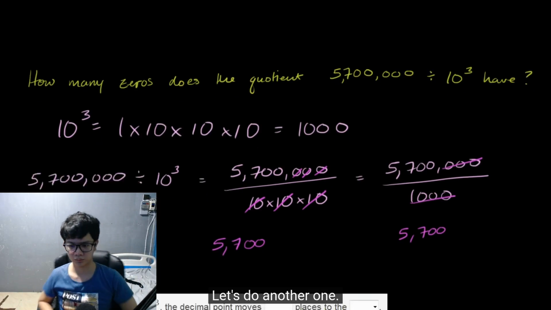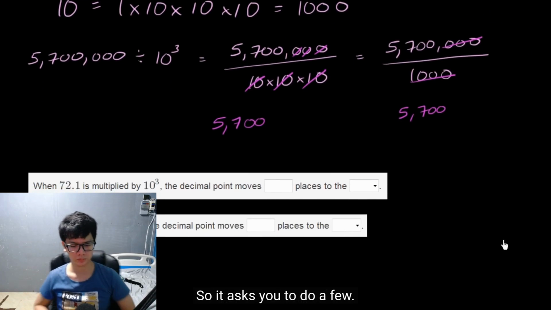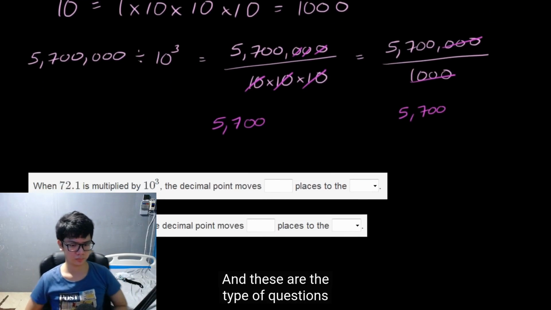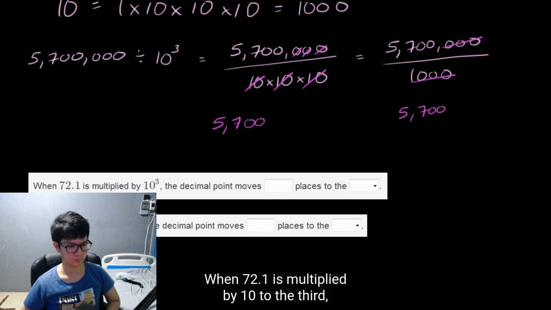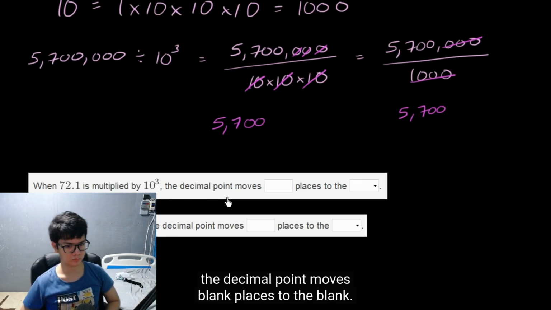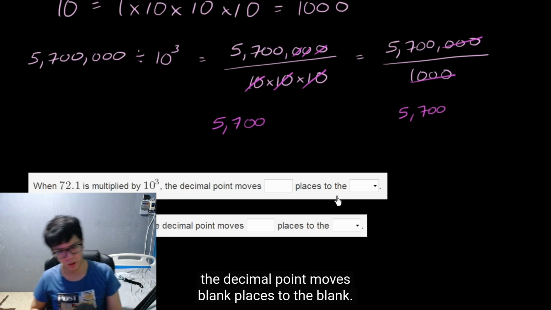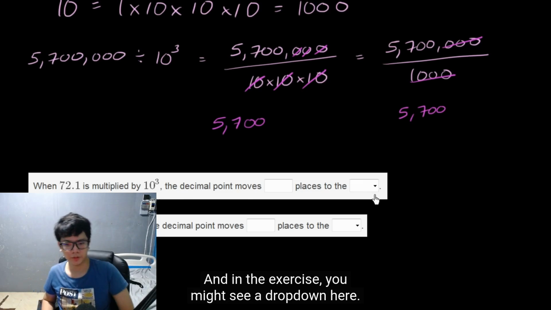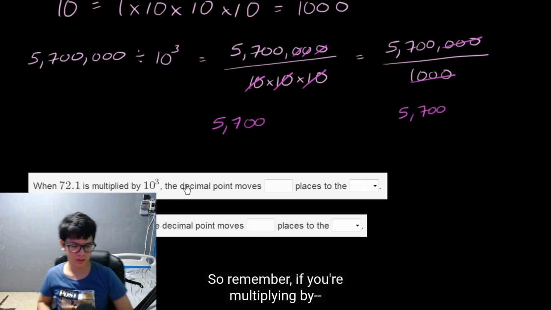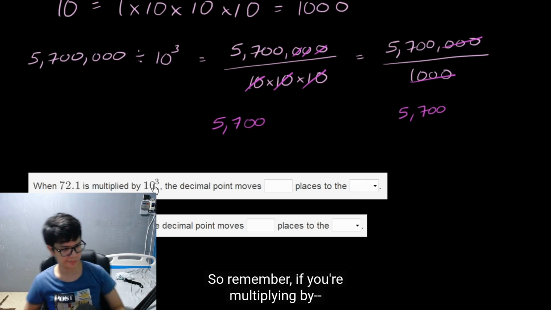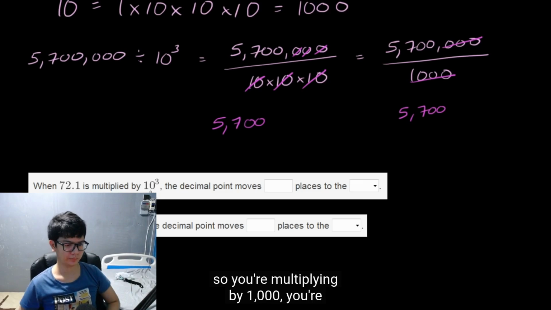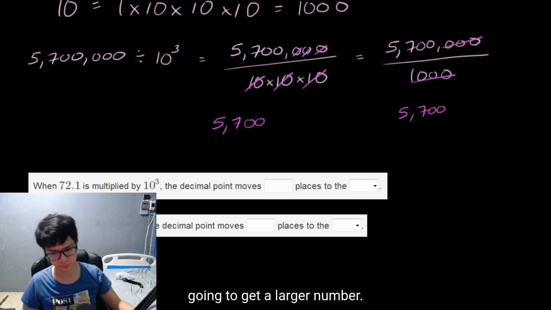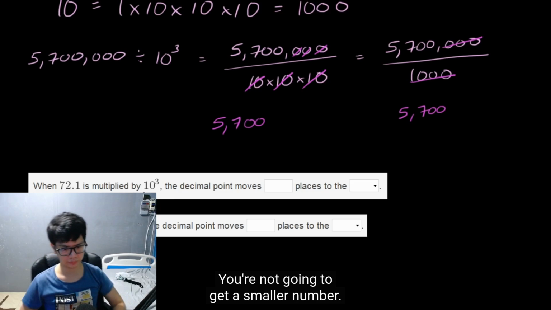Let's do another one. Or I'll show you a few. And these are the type of exact questions that you might see in the exercise. When 72.1 is multiplied by 10 to the third, the decimal point moves blank places to the blank. And in the exercise, you can see it right. So remember, if you're multiplying by 10 to the third, you're multiplying by 1,000, you're going to get a larger number. You're not going to get a smaller number.